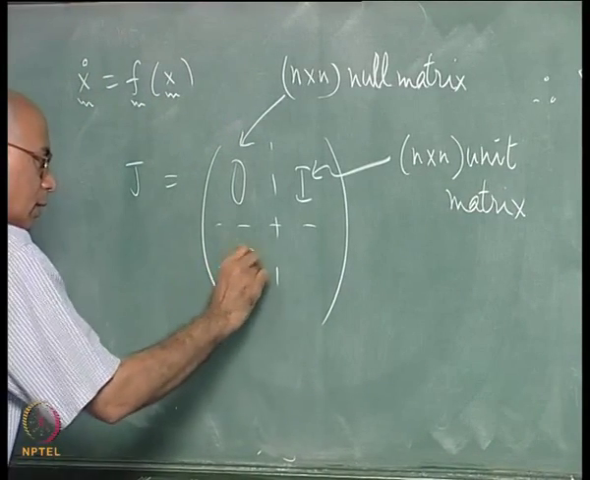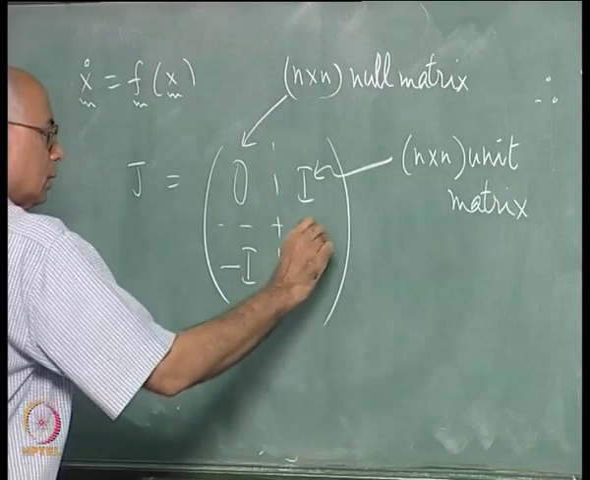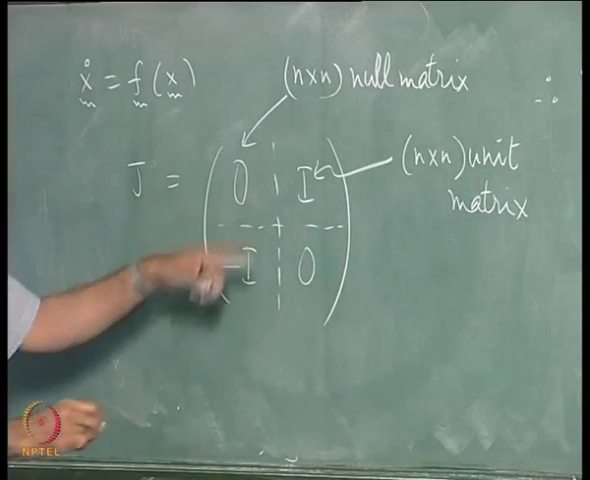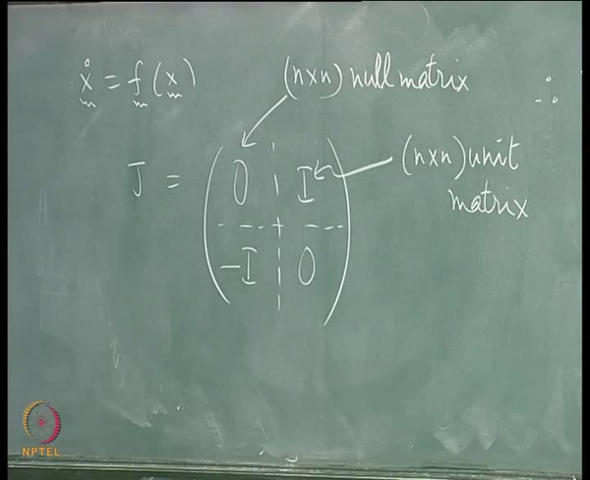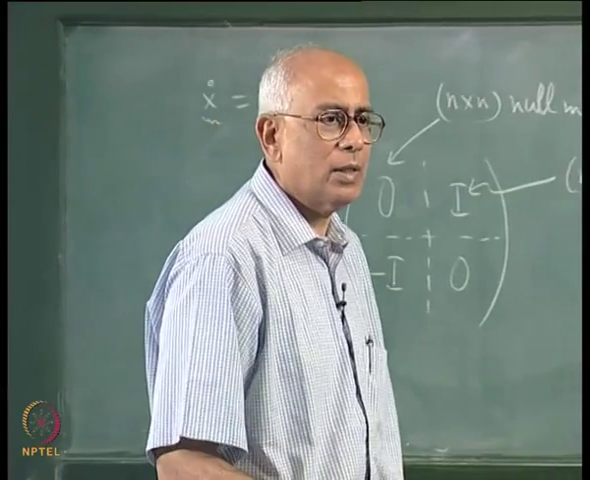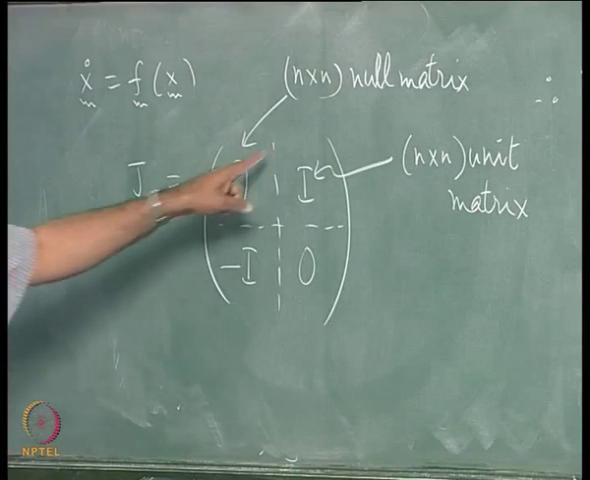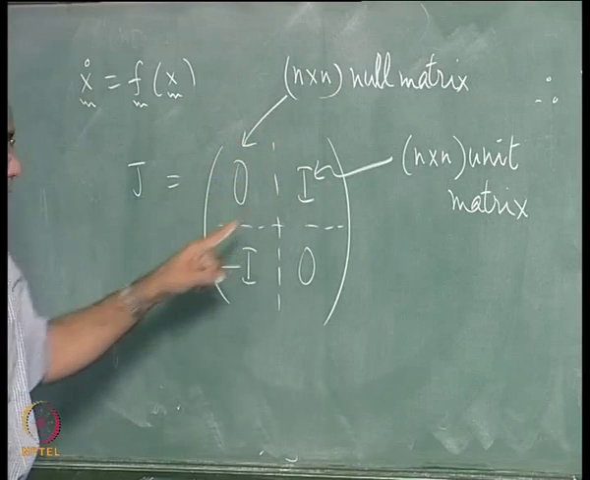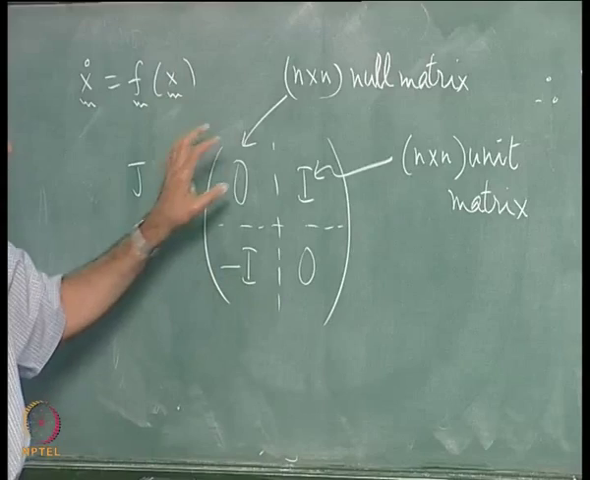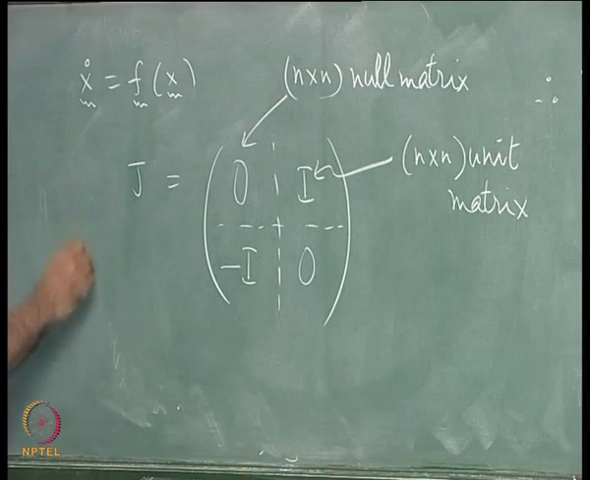Minus the unit matrix here, and the null matrix once again here. So it is partitioned into 4 blocks, n by n blocks, and it looks like this. And I call this matrix J. It is a numerical matrix, it has just zeros and ones or minus ones as the elements. This is a diagonal block with ones here, and this is a diagonal block with minus ones here. These are null matrices.